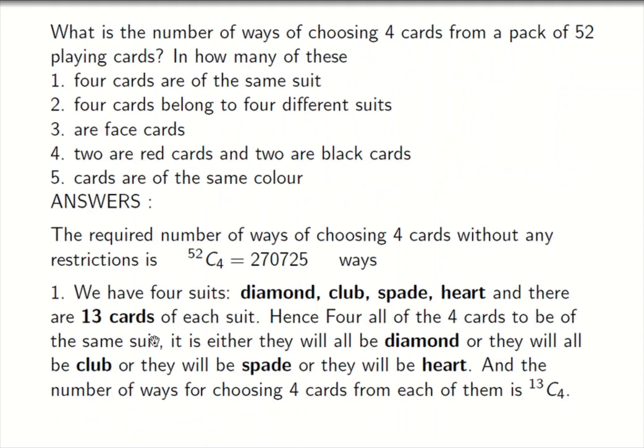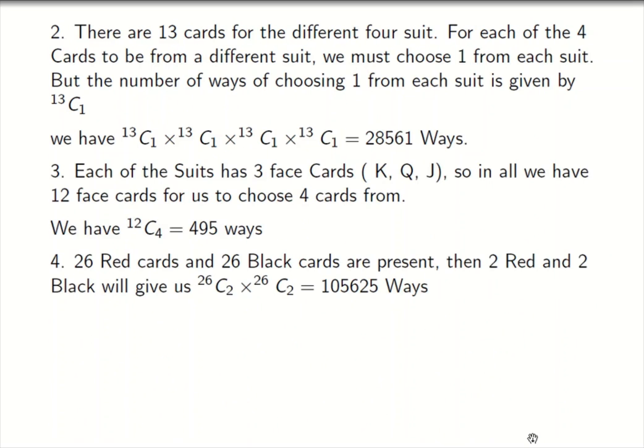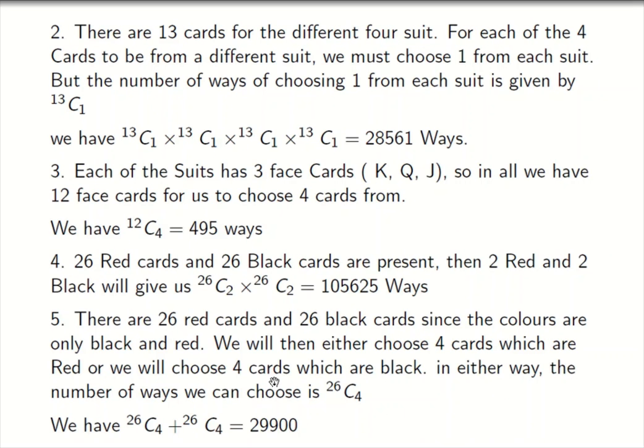Okay, and the last one is, let's go and see the question. In how many ways are the cards of the same color? So you should choose and make sure that the cards are of the same color. Now, like I said, the colors are red and black. So if I choose from red alone, I choose four cards from red alone, and the number of red cards is 26. So it becomes 26 combination 4, and the black will also be 26 combination 4.